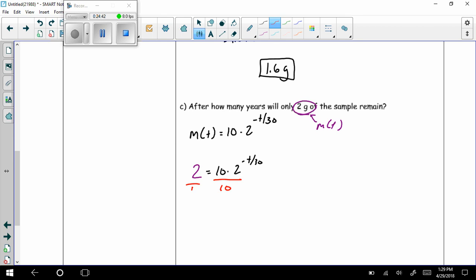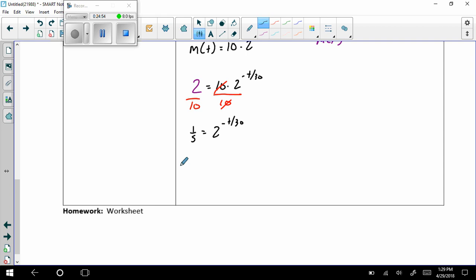Divide both sides by 10. Make those cancel. And this becomes 1/5 equals 2 to the negative t over 30. Remember to rewrite this from exponential into logarithmic form, and that becomes log base 2 of 1/5 equals negative t over 30. Now, rather than doing this in 2 steps, I would just multiply both sides by negative 30. That makes the 30s cancel, but it also makes the negative cancel. And we're left with t equals negative 30 times log base 2 of 1/5.